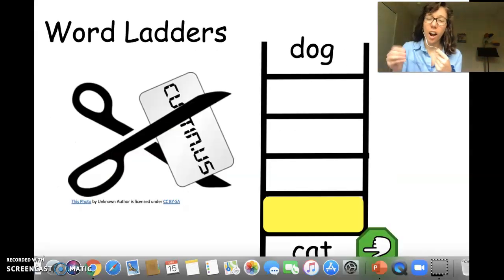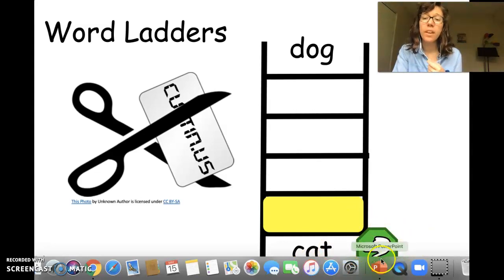Alright, so this is our word ladder. As you can see, it looks like a ladder, right? It looks like a ladder and we have some words on it. At the bottom of the ladder, we can see the green finger is pointing to where we should start. We have the word cat at the bottom of our ladder. And so we know that the word cat is going to be the beginning of our word ladder. Then we can look all the way up at the top of our ladder and we see the word dog. That means that the last word on our word ladder is going to be the word dog. And all these spaces in between are going to be how we're changing the word cat to the word dog. All right? Sounds a little weird, I know, hang in there with me.